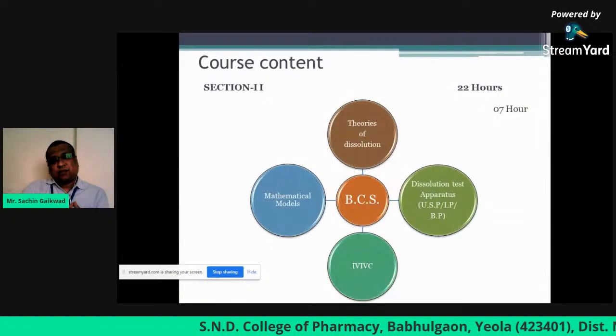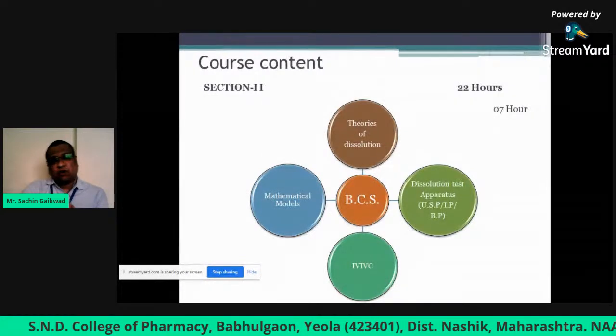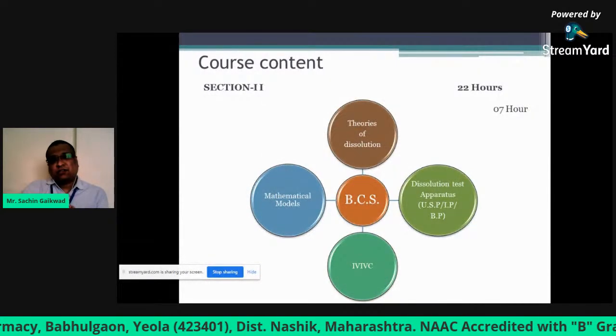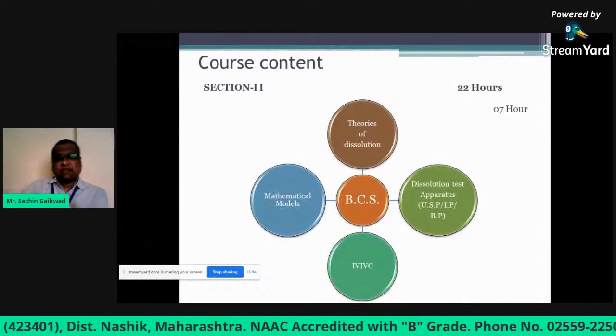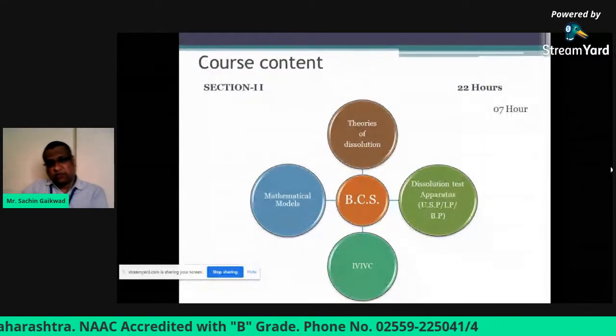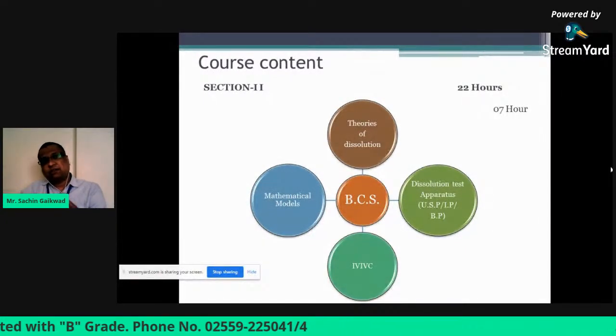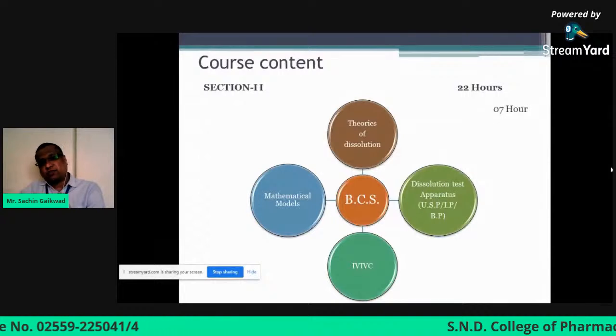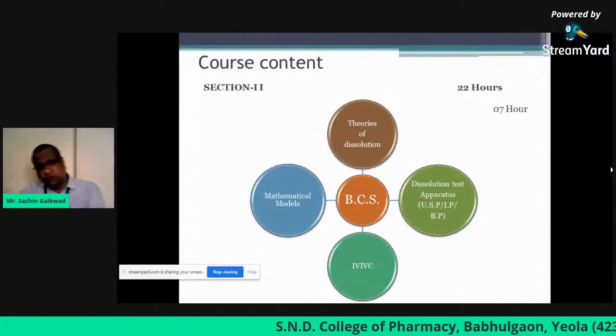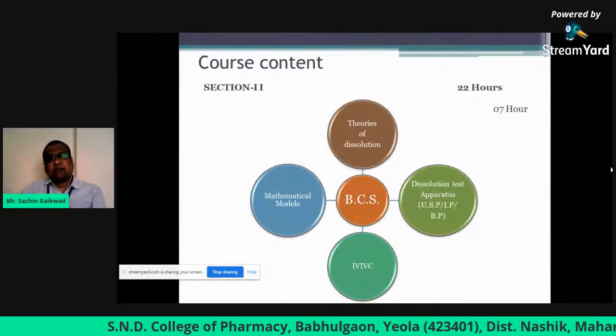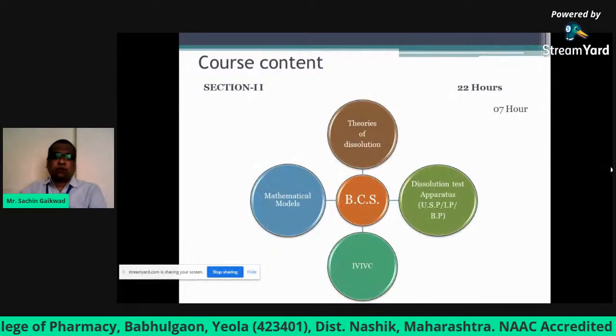Under this chapter, we have to study the theories of dissolution. After that, the dissolution test apparatus. According to the USP, the dissolution apparatus will be classified according to the USP, according to the IP, and according to the BP. Afterwards, the IVIVC, the in vivo in vitro correlation test.